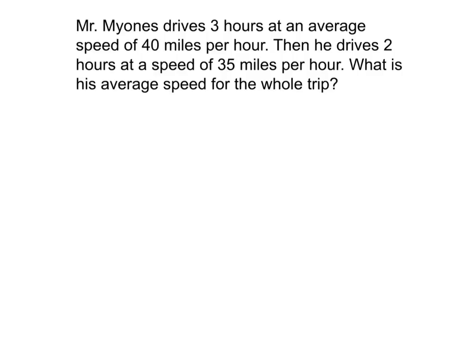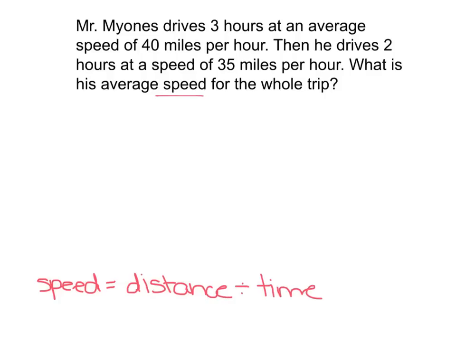So we know that when we're looking for speed, we're using the formula speed equals distance divided by time. Now, it says, what is his average speed for the whole trip? So we need to find the distance for the whole trip.